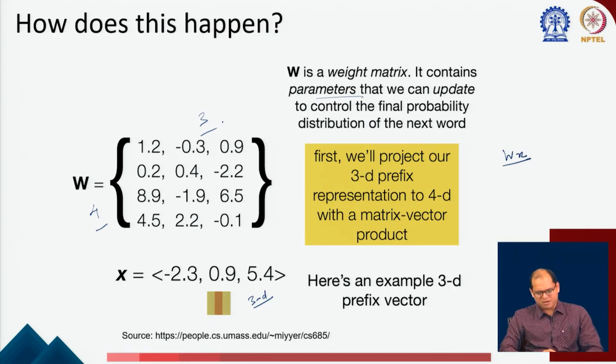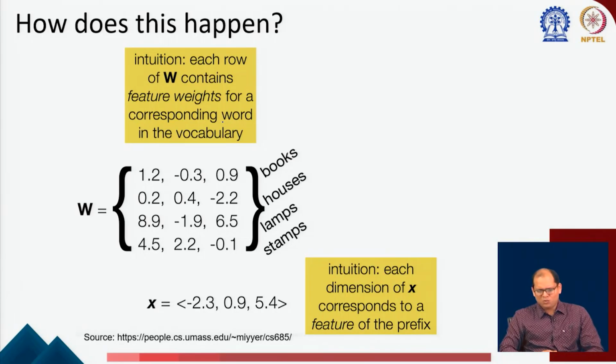So I have this 4 cross 3 matrix in this toy example. Now, what is the intuition? You see this is 4 cross 3, what are the rows corresponding to? So, there are 4 words in the vocabulary. So, the rows correspond to individual words in the vocabulary.